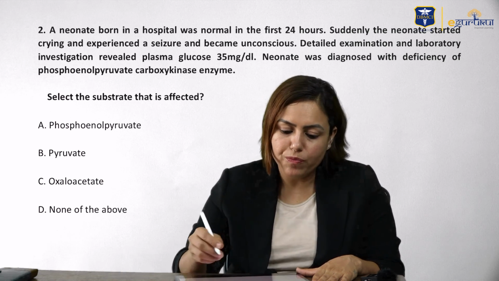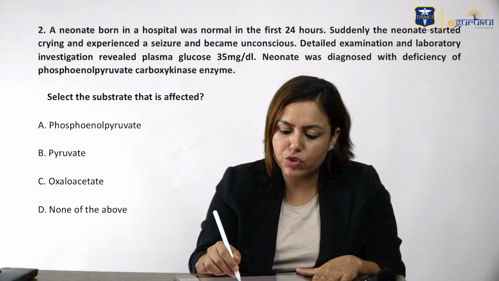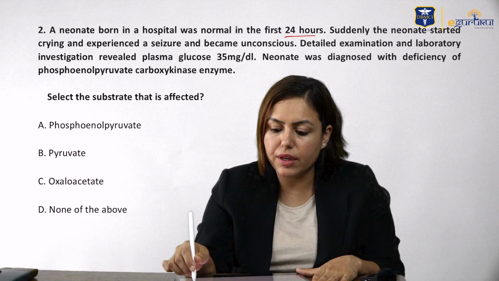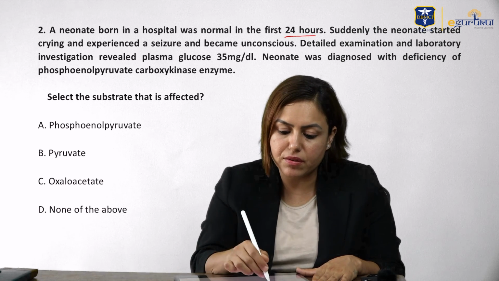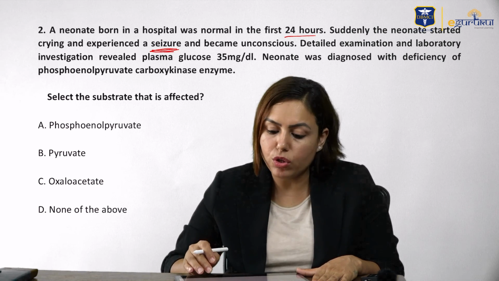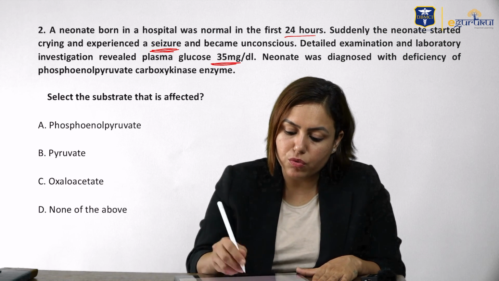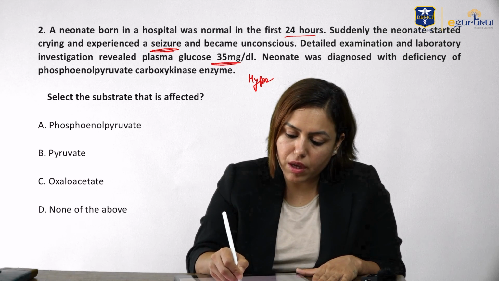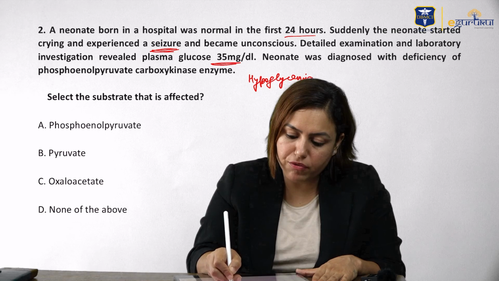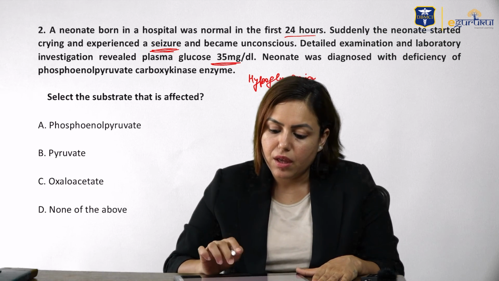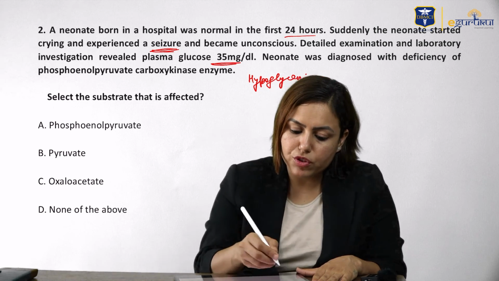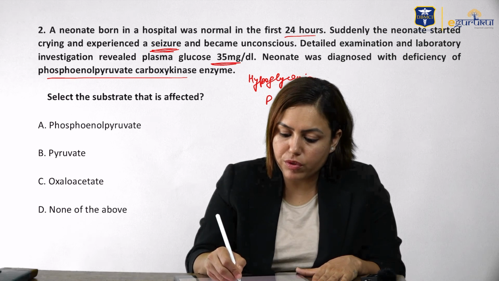Then question number 2. A neonate born in hospital was normal in first 24 hours. Suddenly neonate started crying and experienced a seizure and became unconscious. Detailed examination and lab investigation revealed plasma glucose, so patient has hypoglycemia, only 35 milligram per deciliter. This neonate was diagnosed with deficiency of phosphoenol pyruvate carboxykinase.